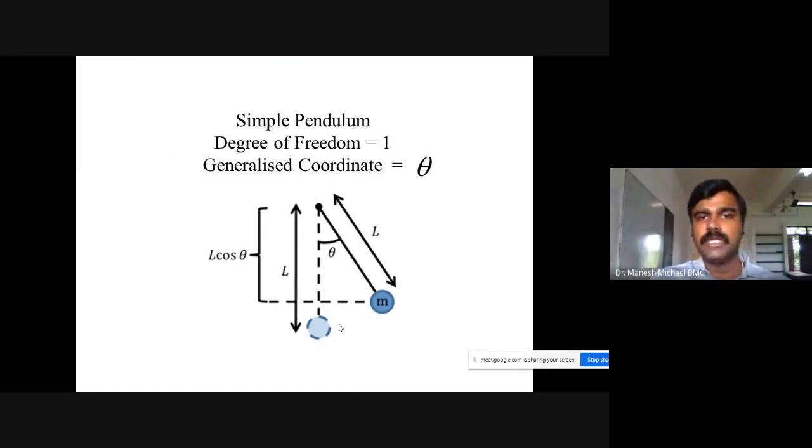One classic example is the simple pendulum. If you consider a simple pendulum, the length of the pendulum, capital L, is always constant. So the motion can be represented using a single parameter, that is theta. You need only theta to define the complete motion of a simple pendulum. So the degree of freedom is 1, that is, you need only one coordinate. What is that one coordinate? That coordinate is theta. So theta is the generalized coordinate, and the number of coordinates is 1, which is the degree of freedom. That is the concept behind degree of freedom and generalized coordinate.